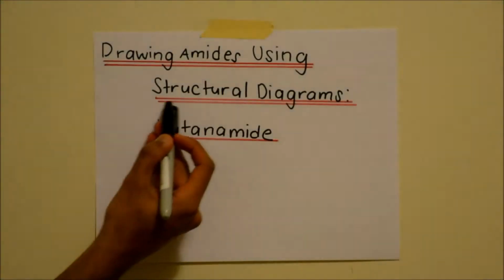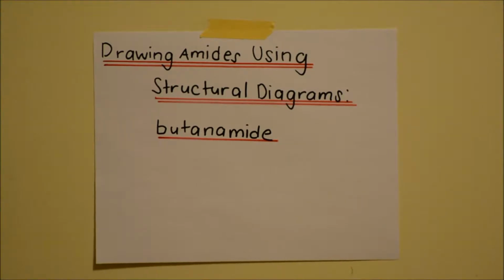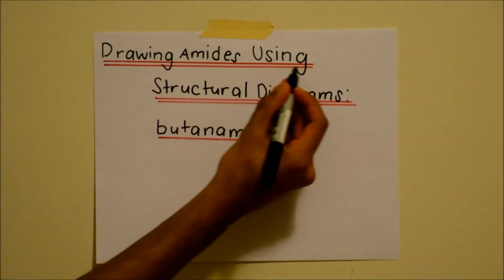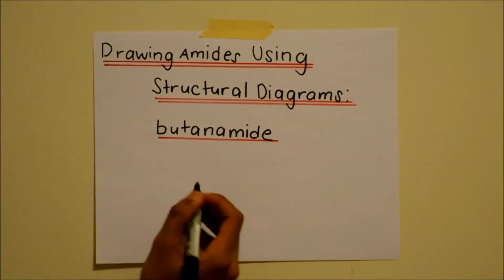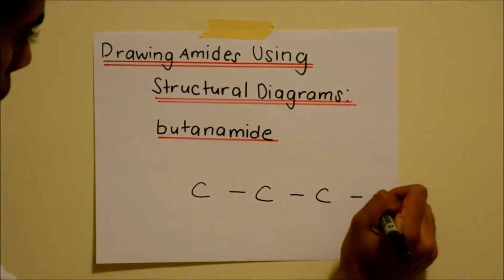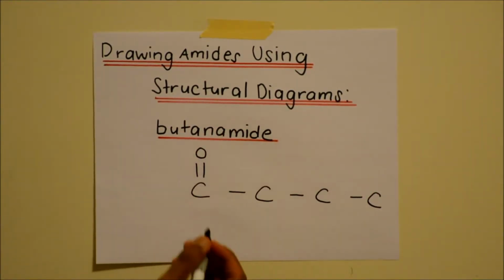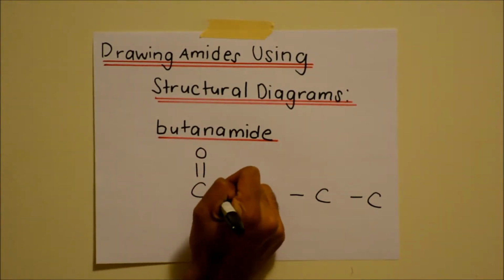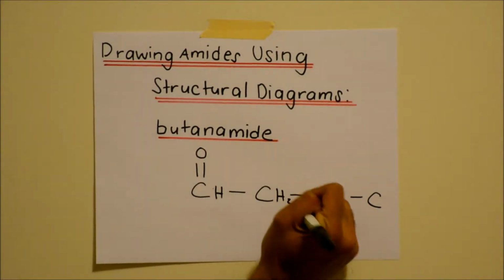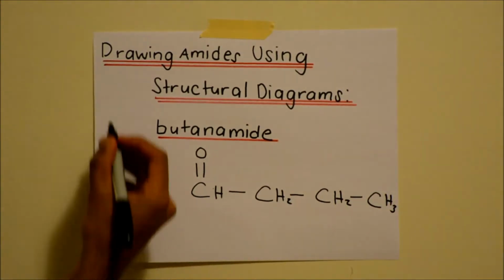Now I'll be drawing amides using structural diagrams. Here we have an example, butanamide. Structural diagrams are very similar to complete diagrams, however, they're a little more condensed. Since it's butanamide, we want to draw our main carbon chain, which is a 4-carbon chain since it's but. We'll draw our double-bonded oxygen on the first carbon since it's amide. And we're going to draw the hydrogens beside each carbon to ensure each carbon has 4 bonds. So this is the structural diagram of butanamide.